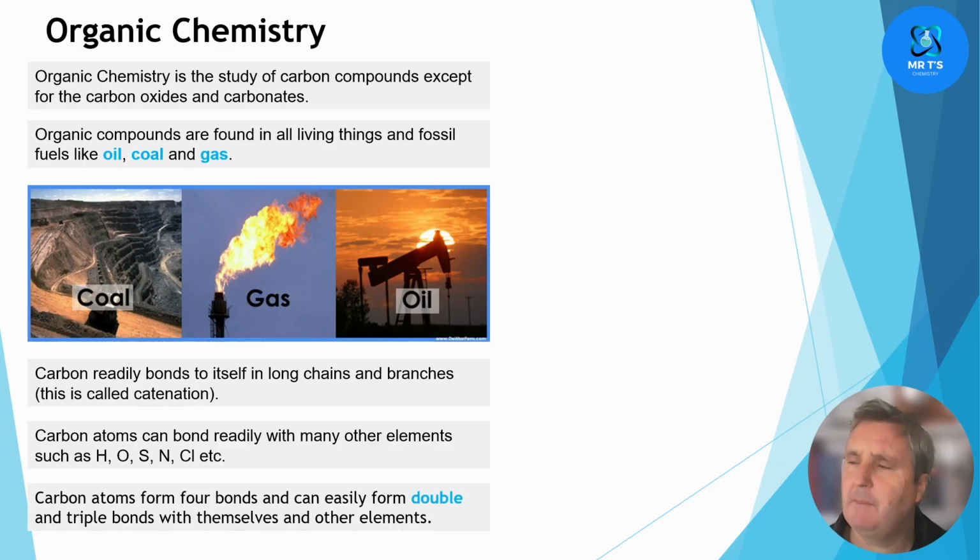The other special thing about carbons, as well as being able to bond to all of those atoms, is they will form 4 bonds. So there are 4 different bonding spaces, and it can make double bonds and triple bonds with themselves or other elements. So it can form millions and millions of different types of complex compounds. So let's just have a look at a few of these complex compounds.